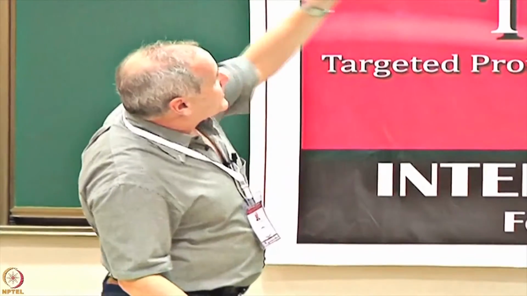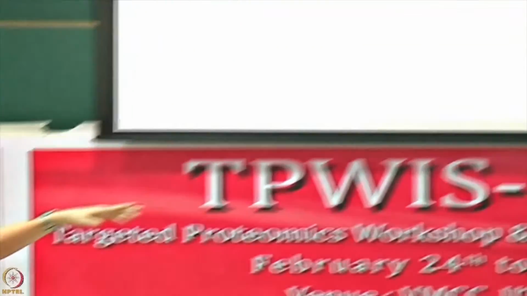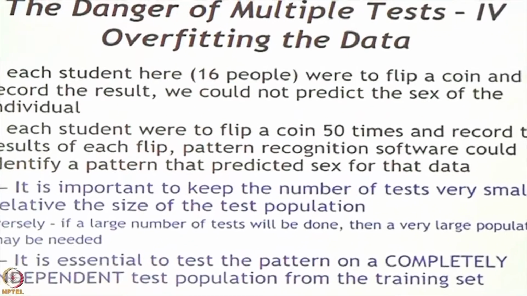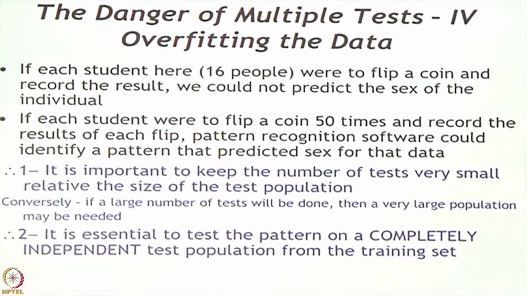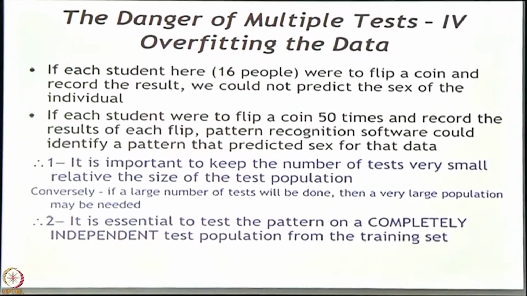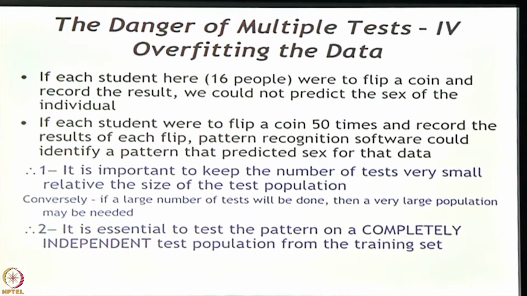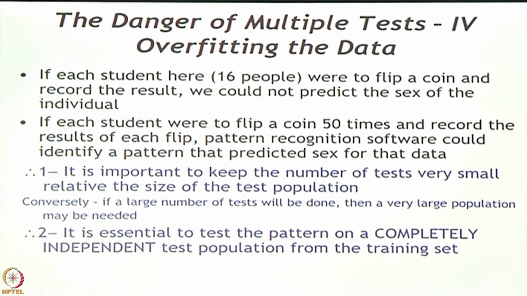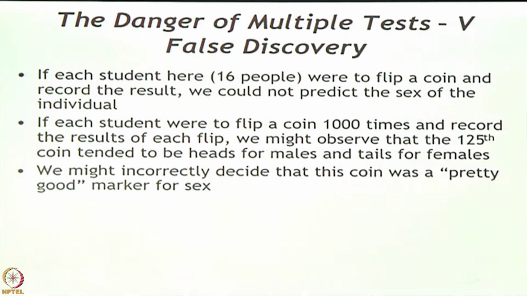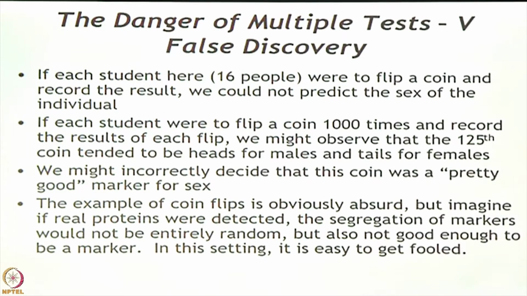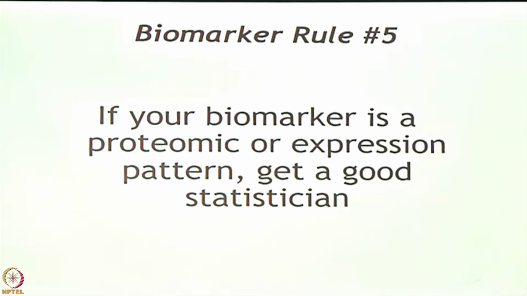So imagine if people did all these studies, right? You have to keep the number of the population small. This is especially a problem when the size of your population is small relative to the number of variables you're trying. If you have a study of 100 individuals, 50 cases and 50 controls, but you're testing 10,000 variables, you have this risk of what's called overfitting. And then that's why you have to repeat the study in a completely different population. All right, so if your biomarker is a proteomic or expression pattern, the bottom line is get a good statistician.